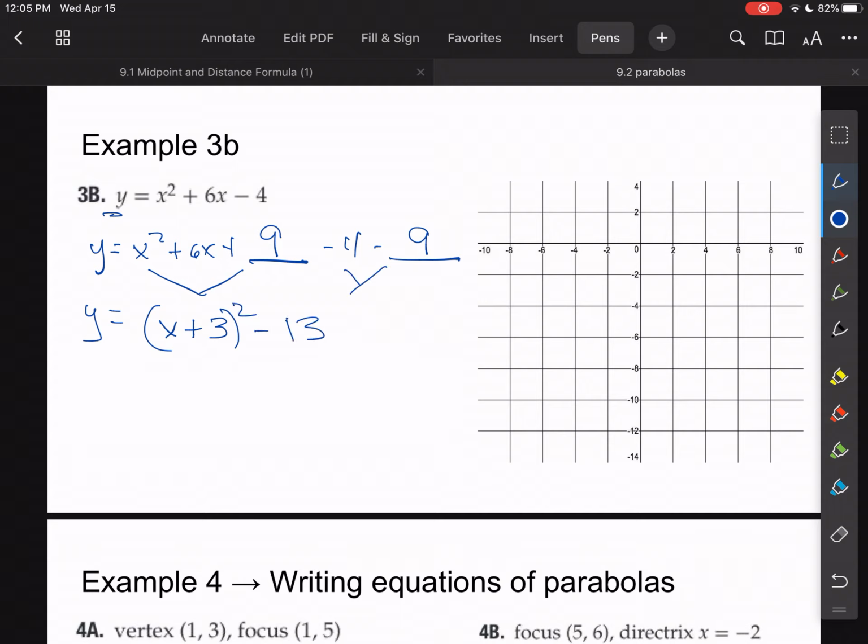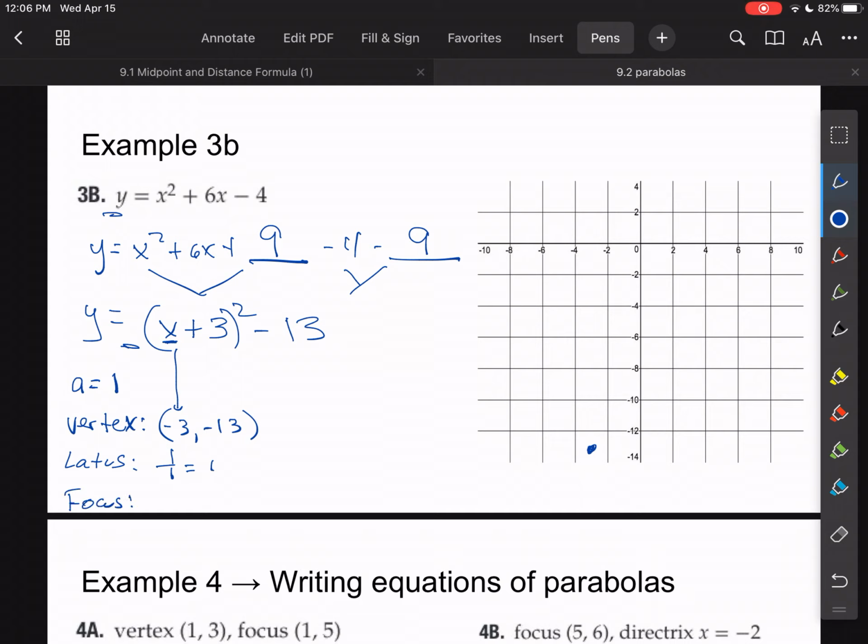Okay, so in this case, my a value, there's nothing out front, so a is equal to 1. The vertex of this is -3, -13. Notice the x value here is first, which means this is opening up. So at -3, -13, I can put a point, and I know this is opening up. The length of the latus rectum is just going to be 1 over 1, which is equal to 1. So in either direction from my focus, I'll go out 1. But first I need to figure out what my focus is.